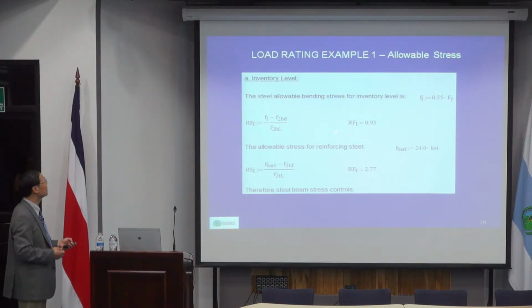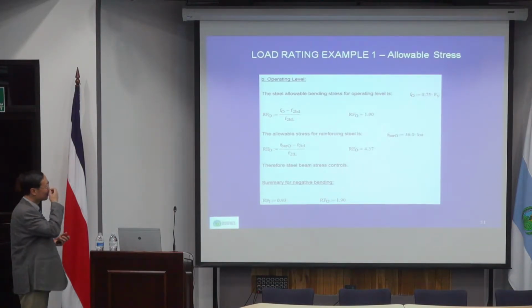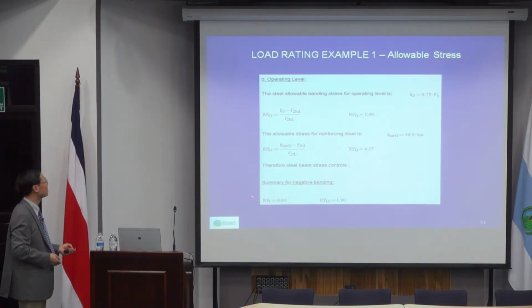So in that case, the steel girder controls. And you do the same thing for the operating level. For operating, instead of 0.55 Fy, you use 0.75 Fy. Once you increase these numbers and the rest is the same, you effectively have a bigger rating. So effectively, you just select the least. So the negative bending for the girder controls. The inventory is 0.93 and operating is 1.9.